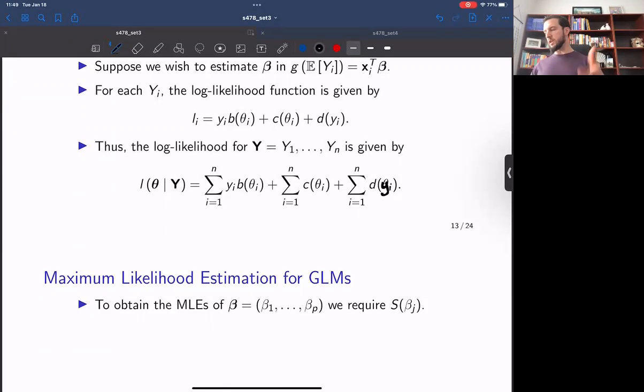Okay, so our objective is to work out expressions for the MLEs for the coefficients of the linear component in the GLM, so beta 1 through beta p. To do this, we require the score function for beta j. So we're going to work through the process of deriving that score function now.